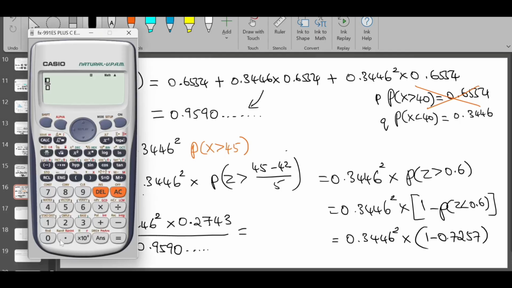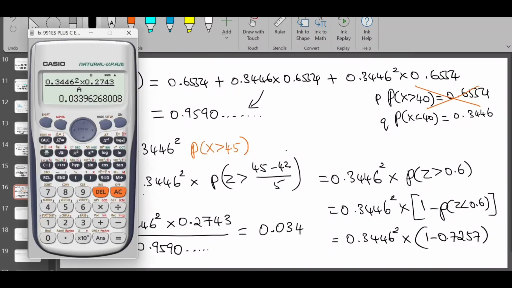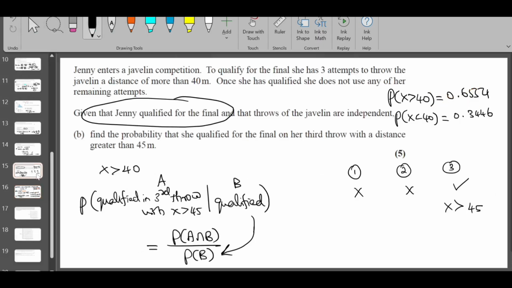So the numerator is 0.3446 square times 0.2743 divided by, I stored the value as 0.3396. When you round it to 3 significant figures, you'll get 0.034. Yeah. Let's read the question for the level of accuracy.